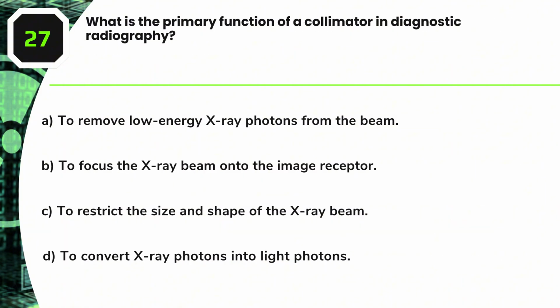Question 27. What is the primary function of a collimator in diagnostic radiography? A. To remove low-energy X-ray photons from the beam. B. To focus the X-ray beam onto the image receptor. C. To restrict the size and shape of the X-ray beam. D. To convert X-ray photons into light photons.